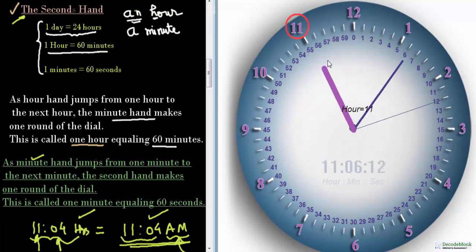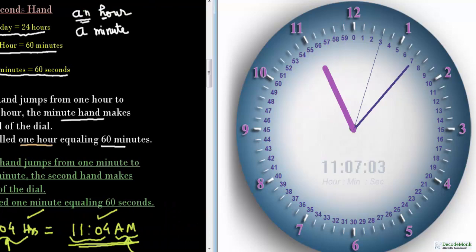As the hour hand goes from 11 to 12, the minute hand will make a complete round of the clock. So 1 hour, 11 to 12, is equal to how many minutes? 60 minutes. And 1 minute, as the minute hand moves between two consecutive numbers, say 6 to 7, the second hand makes one complete round, which is equal to 60 seconds. So 1 hour equals 60 minutes, 1 minute equals 60 seconds.